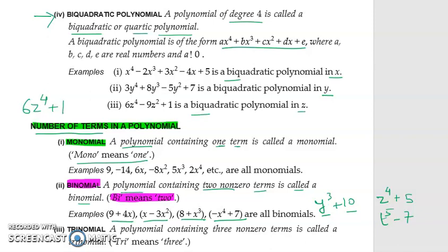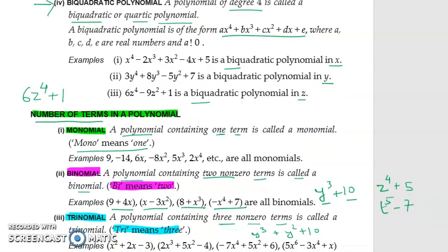Similarly, now you have the trinomial. Tri means 3. If you remember, students, a triangle has 3 sides, so trinomial means 3. There will be 3 non-zero terms. A polynomial containing 3 non-zero terms is a trinomial. For example, y cubed plus y squared plus 10. There are three terms: 1, 2, 3. So this is a trinomial. This definition and these examples you have to write in your fair registers.